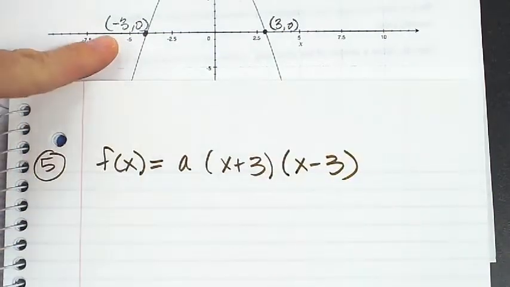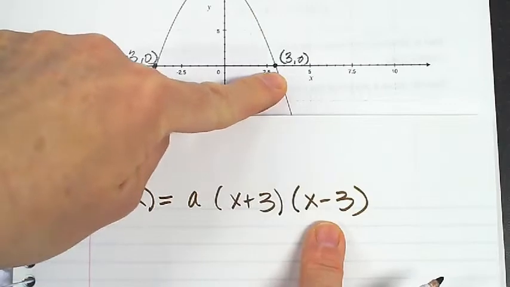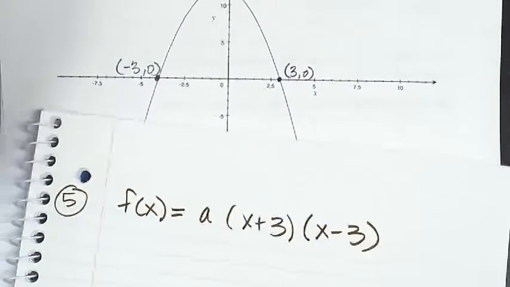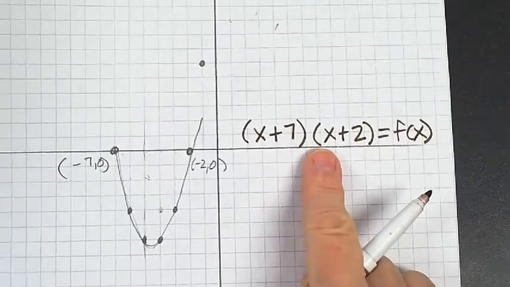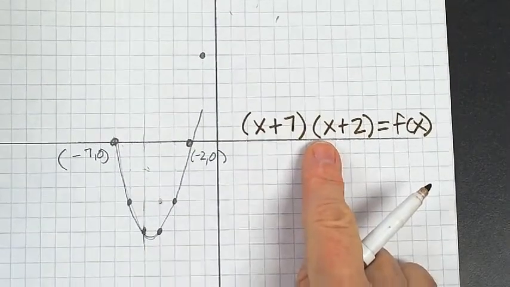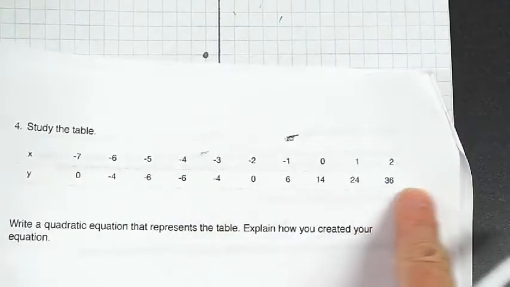X plus 3 is the factor for this x-intercept. X minus 3 is the factor for this x-intercept. Now you might have said, how did you know you did this right? You could put that in your calculator and graph it, and you could get the table and it should match this table. So you could do that to check your work. I will tell you number 4 on the test. That's all you have to do.